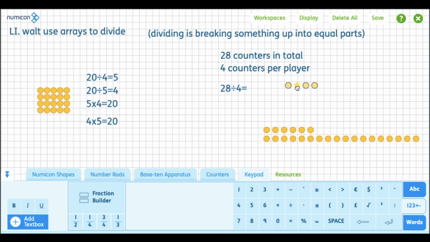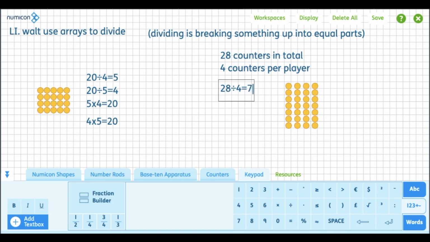and move them, so that's 1 player can play, 2 players, 3 players, 4 players, 5 players, 6 players, and 7 players. All right, so 28 divided by 4 is 7, because I have 7 rows here.